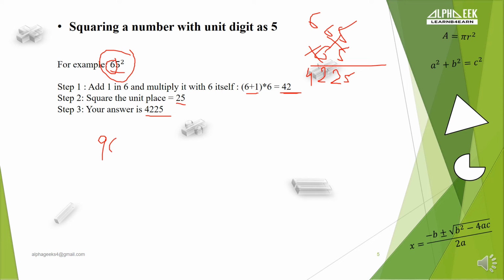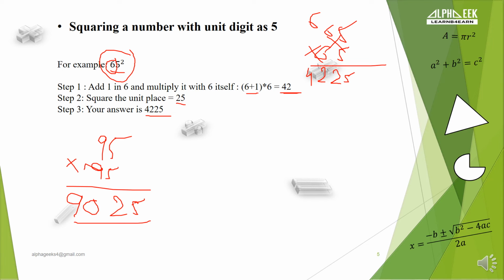Correct. Now let's check with another example. Let's see, 95 into 95. Correct. So we want to find the square of 95. So 5 fives are 25, we square the 5. Add 1 to the number before 5: 9 plus 1 will be 10. 10 into 9 will be 90. So the square of 95 will be 9025.